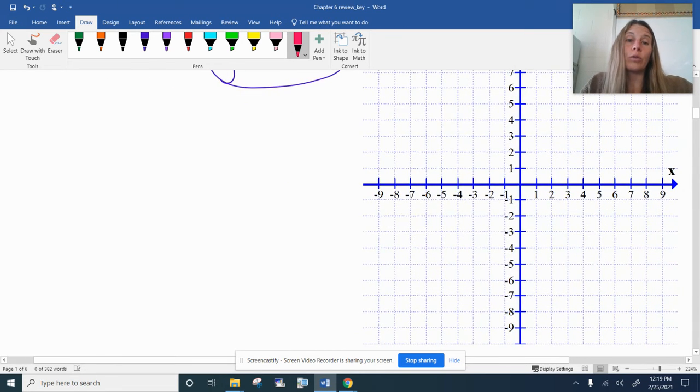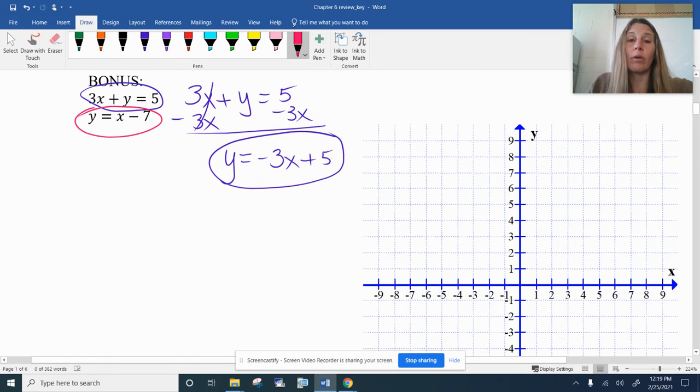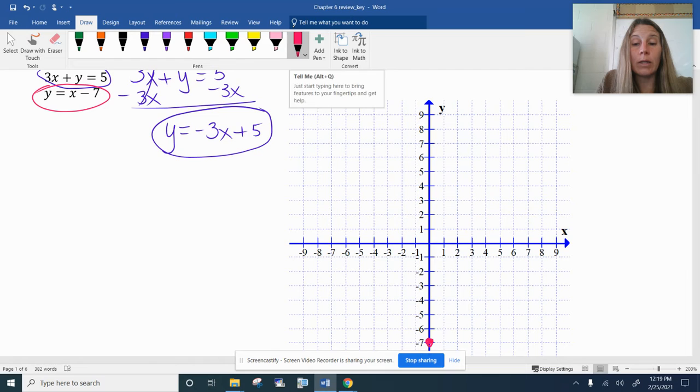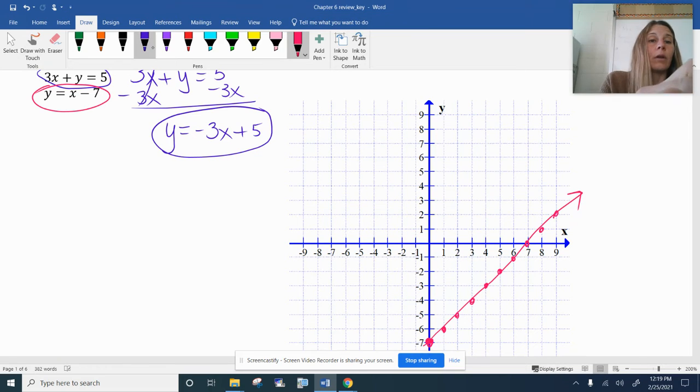So now I'm going to go to my -7 on this graph here, because that's my y-intercept on that first equation. And then my slope is +1, so I'm going up 1 and to the right 1 across my coordinate plane. And that would be my line there. Now the other equation that I got y by itself, my y-intercept is +5, and this time my slope is -3, which is really like a -3 over 1. So I'm going to go down 3 to the right 1, down 3 to the right 1, down 3 to the right 1, down 3 to the right 1.